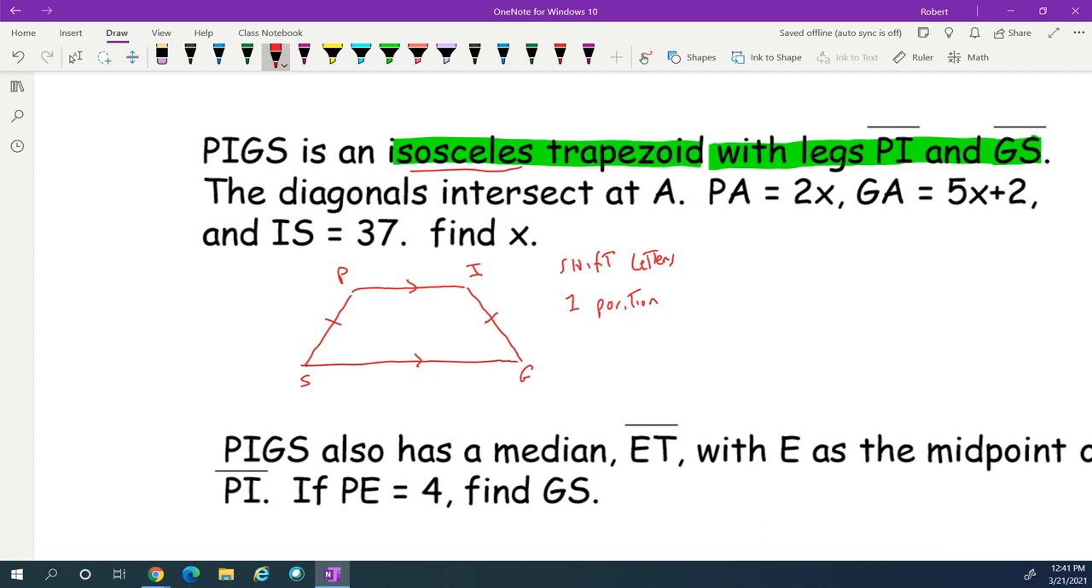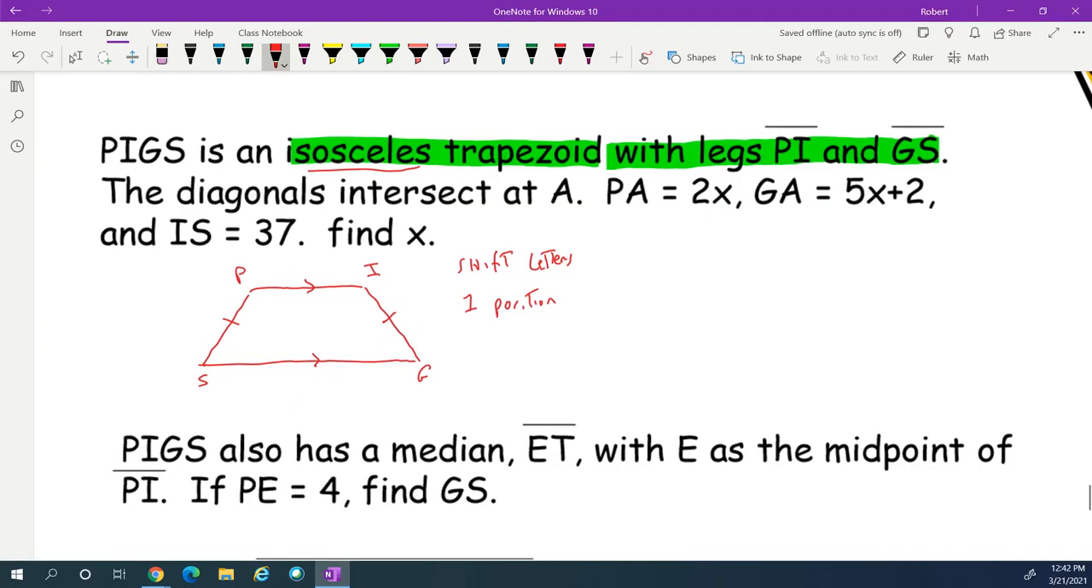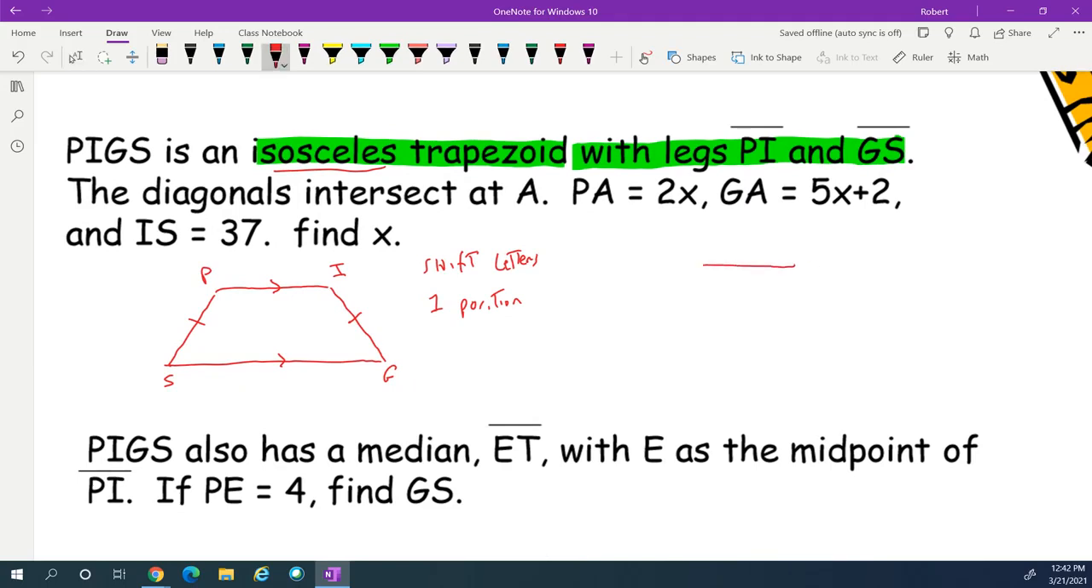The picture has to be an accurate representation of that shape. So I'm going to redraw it, shifting the letters one position. So everything is going to start the same. But now I'm going to shift it one position. Or go in the opposite direction. That will work as well. So I can shift it P, I, G, S. Now I do have the legs PI and GS.